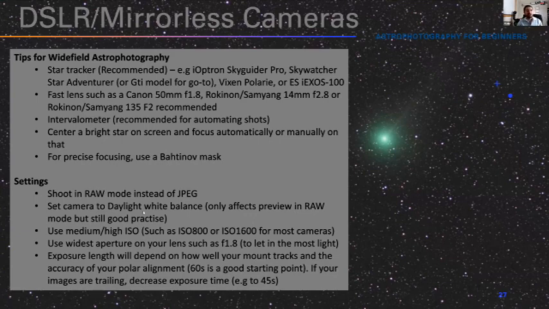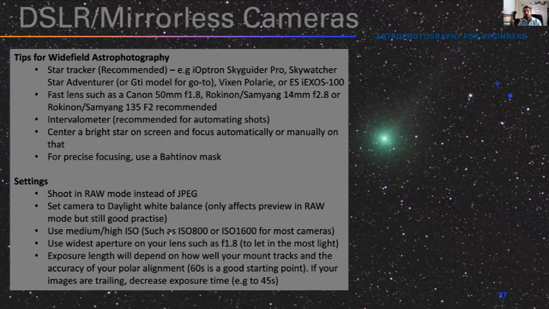I recommend setting your camera to daylight white balance. This only affects the preview in RAW mode, but it's always good practice to do. It'll just simplify things a little bit for you later when you're looking at the images. So in your settings, daylight white balance always looks like a little sun under white balance. So set your camera to daylight white balance, and you can always set it back to auto white balance afterwards if you're imaging a wedding or something in the daytime.